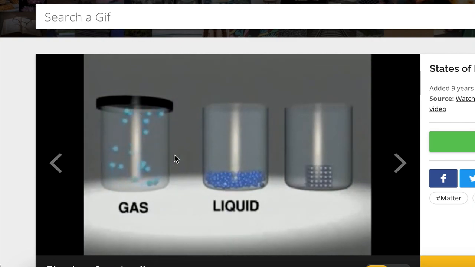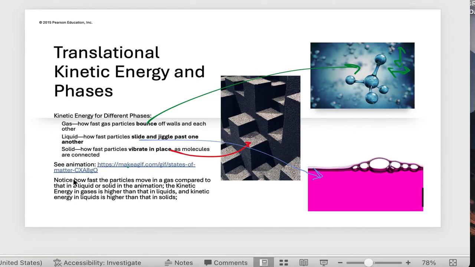Notice how fast the particles are moving in a gas compared to that in a liquid and compared to that in a solid. The solid seems to hardly be moving at all, whereas the liquid seems to be moving a little bit more, and the gas seems to be moving much more. Notice how fast the particles move in a gas compared to that in a liquid or a solid in the animation. The kinetic energy in gases is higher than that in liquids, and the kinetic energy in liquids is higher than that in solids.